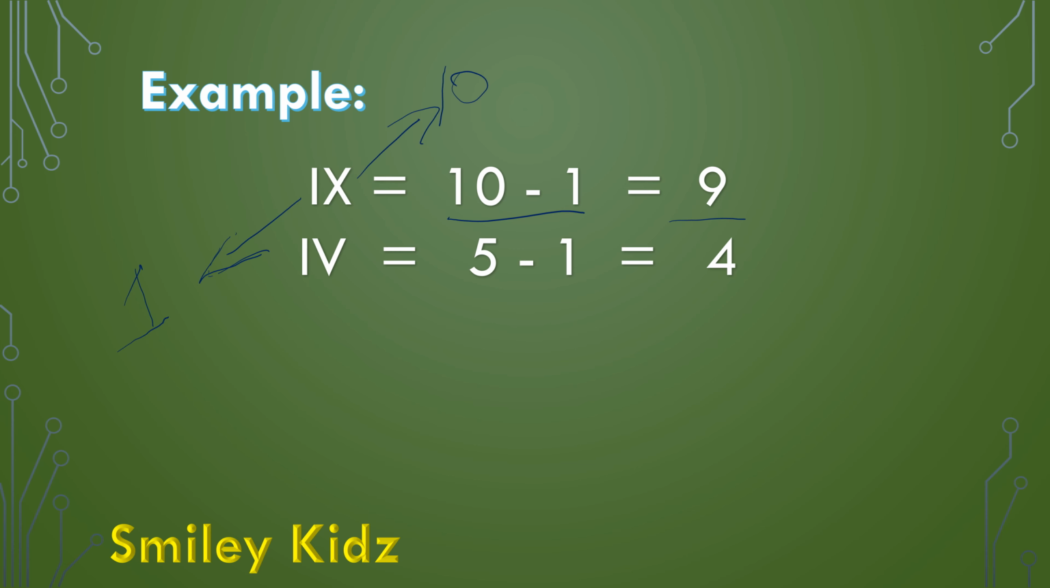Similarly, IV. I means 1 and V means 5. Here also I is on the left side of V, so we should subtract. 5 minus 1 is equal to 4.